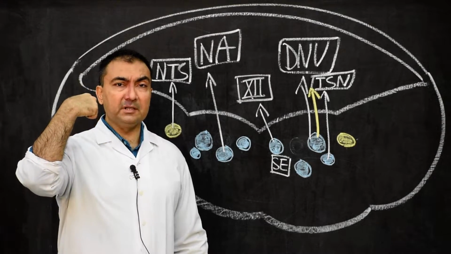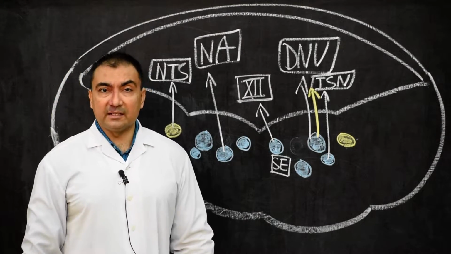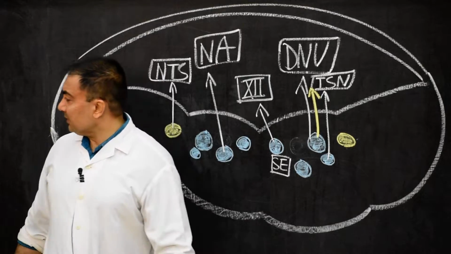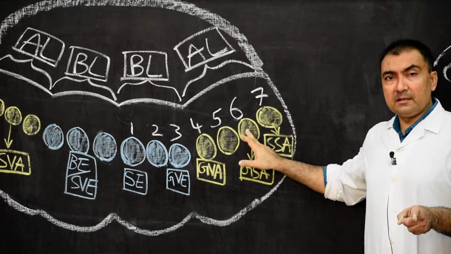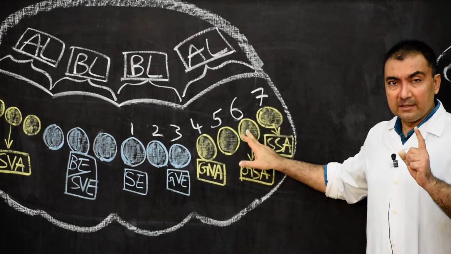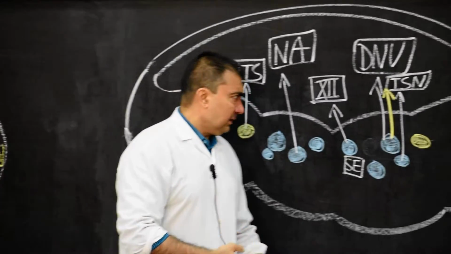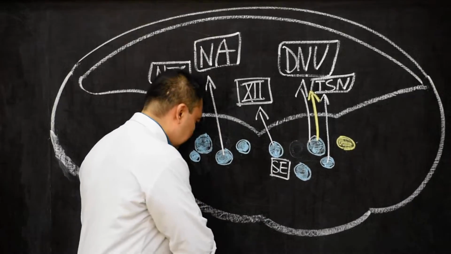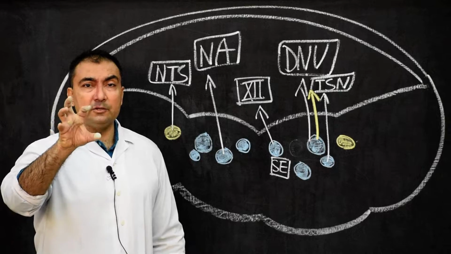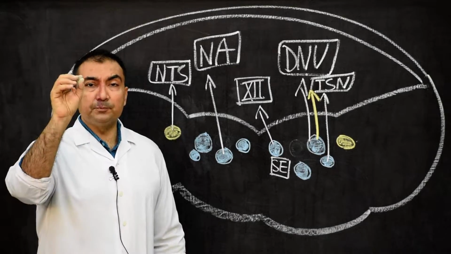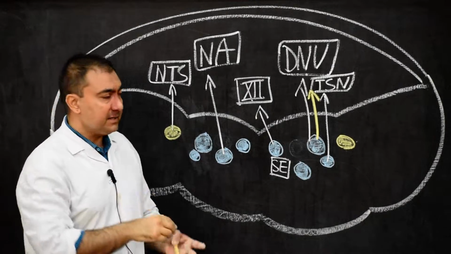Then we go to functional component number 6, and that functional component number 6 here was known as general somatic afferent. So when we come over here, the general somatic afferent will develop into the spinal nucleus of trigeminal nerve.